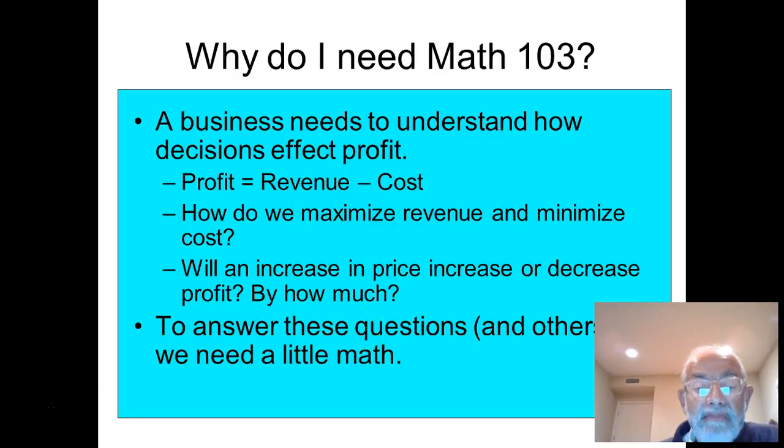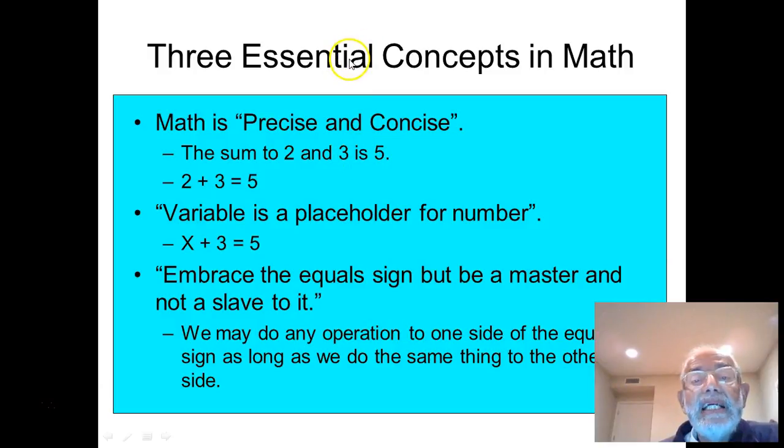So the question then becomes, what math do we need? Well, basically, to understand that, there are three essential concepts in math. One is that math is precise and concise. Two, that a variable is just a placeholder for a number. And three, that we can embrace the equal sign, meaning that we can do anything to one side of the equal sign as long as we do it to the other. What we do then becomes our decision to make in order to get the information we desire out of the equation. So again, that's the critical step here, is to be a master and not a slave to the equal sign. Do what you need to do, not just any old thing.